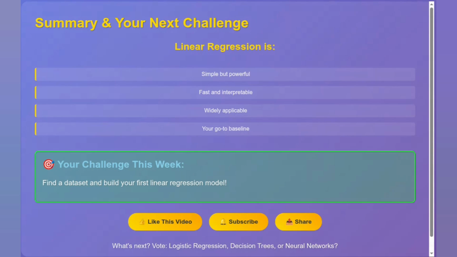Your challenge? Find a dataset and build your first linear regression model this week. Share your results in the comments below.